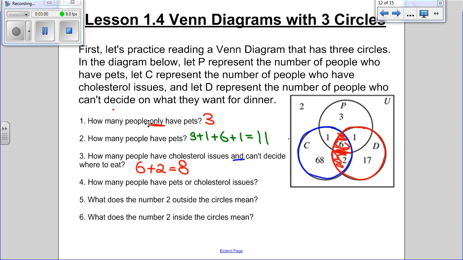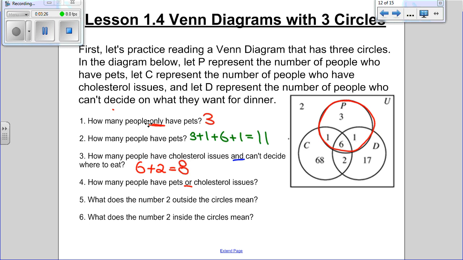Question 4. How many people have pets or, the word always works, cholesterol issues? So you're looking for the number of people who have pets. That's anything in this green circle. You can shade the whole thing in. My shading just doesn't look very good on this board. So you're looking for anyone in that red circle or anyone who has a cholesterol issue.